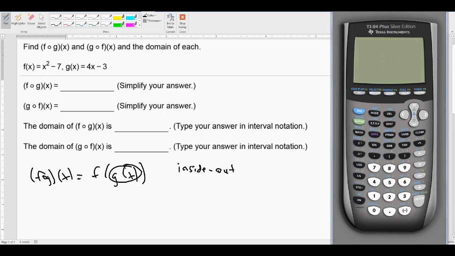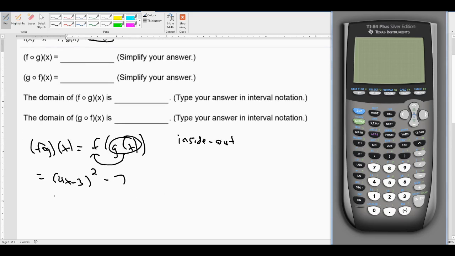The inside function, which is the g of x function, is substituted into the f function, or the outside function. So what you're really doing is taking this 4x minus 3, which is our g of x, and substituting it into the outside function, the f function, for x, wherever x is. So instead of writing down the x, I'm going to leave blank parentheses squared minus 7, because we're putting g inside the f. G is 4x minus 3, so that's what goes in there. And then all we're going to do is clean this up.